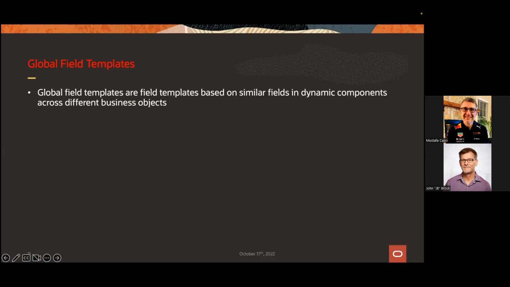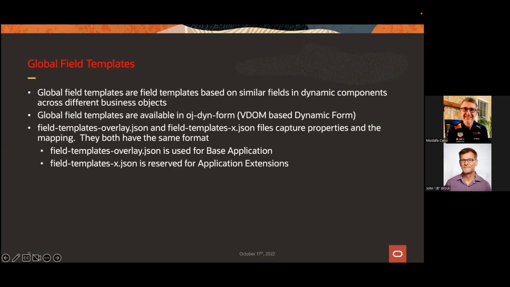Instead of defining the same template and mapping in each business object, because I have to define a template for a given business object and keep reusing it over and over again, we introduced a concept called global field template, which is essentially you define a template once per application across different business objects. So that's reusability of a field template, which we call global field template.